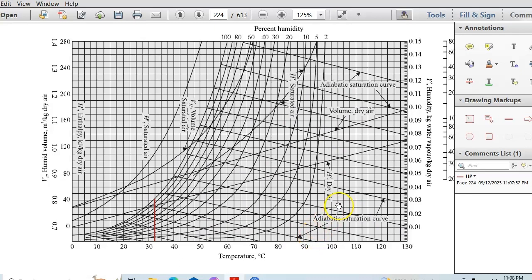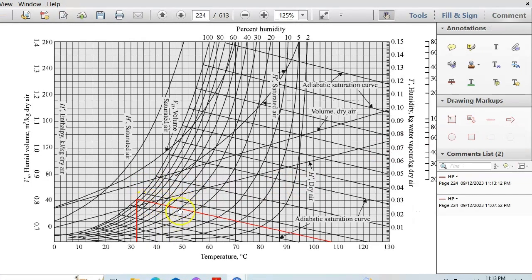These diagonal lines are the adiabatic saturation curves. From the point where the wet bulb temperature 32.5 degrees Celsius meets the 100% humidity curve, that temperature is known as the wet bulb temperature. Then draw a line parallel to the adiabatic saturation curve like this.